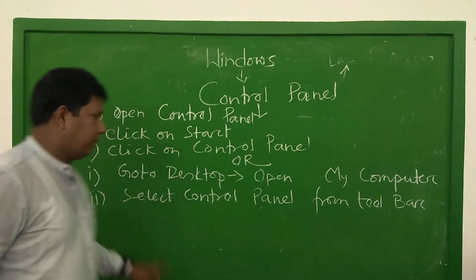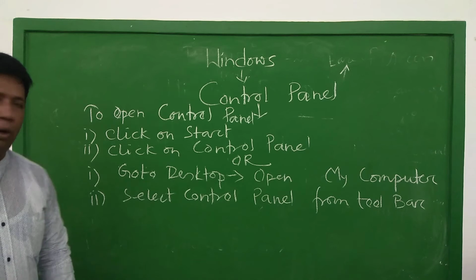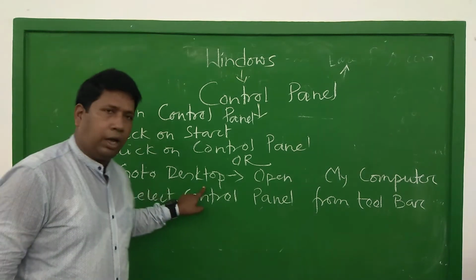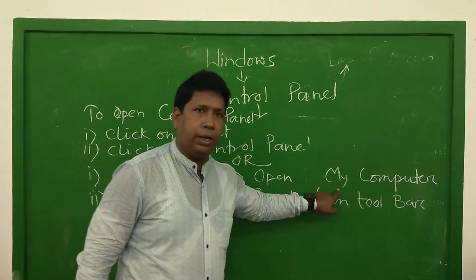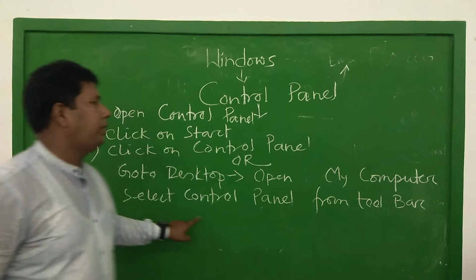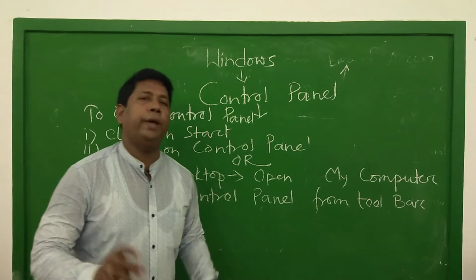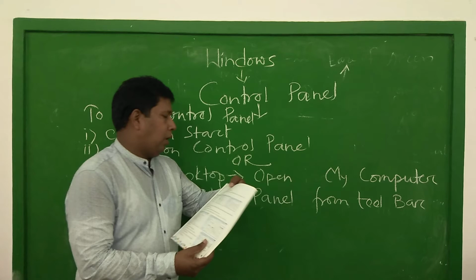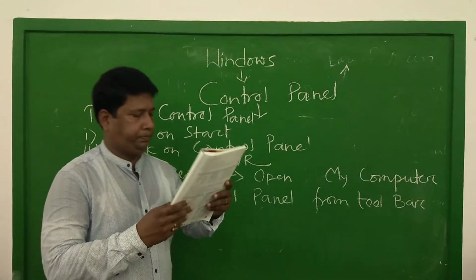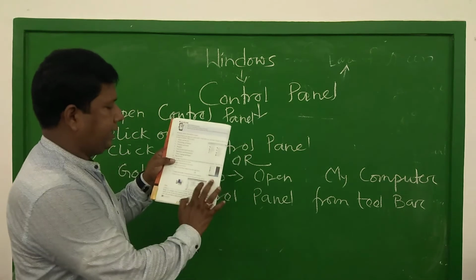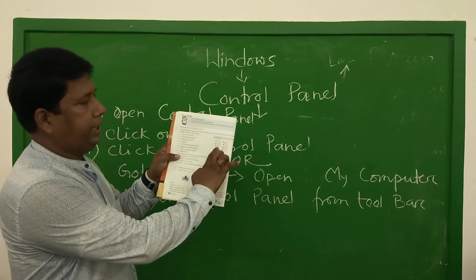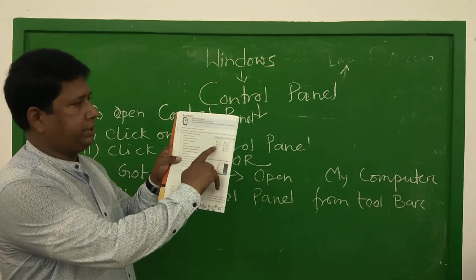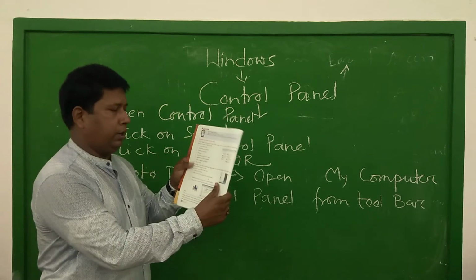or there is another way of opening control panel. Go to desktop, open My Computer, select control panel from the toolbar. These are two ways to open control panel. After you click on control panel, you can find all these necessary options here. These are the control panel options which are available after clicking on control panel.